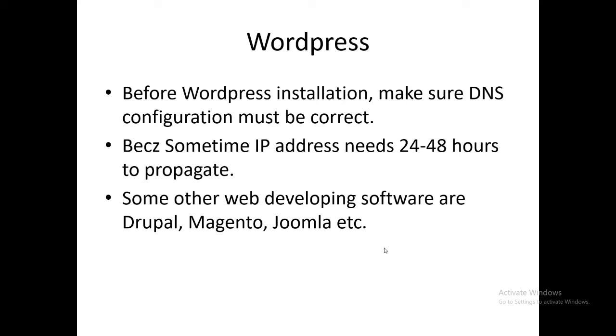Before WordPress installation, make sure your DNS configuration is correct and working. Sometimes DNS configuration takes 24 to 48 hours to propagate the IP addresses. There is WordPress web developing software and many other software such as Drupal, Magento, and Joomla.